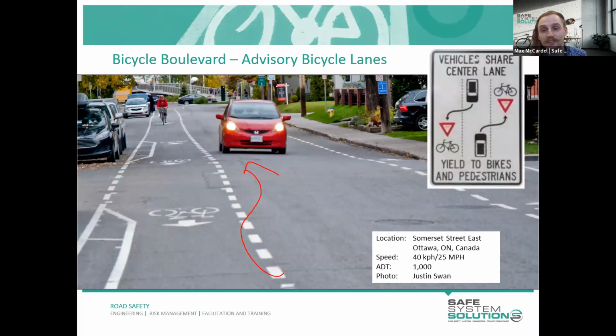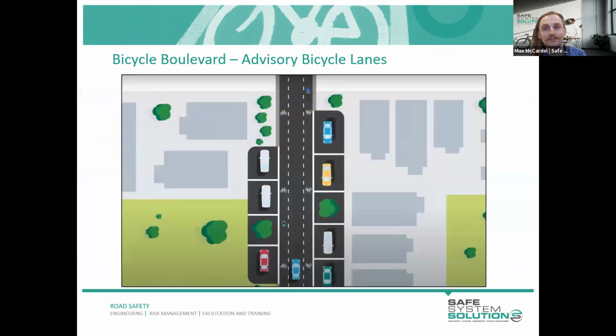This is just some signage associated with this particular treatment. This is obviously probably not what we would install within our contexts. We wouldn't use the word yield, but we do have similar designs in practice. So this is just a little artistic rendition of how the bicycle boulevard within Victoria works, just to give you a bit more of an idea.